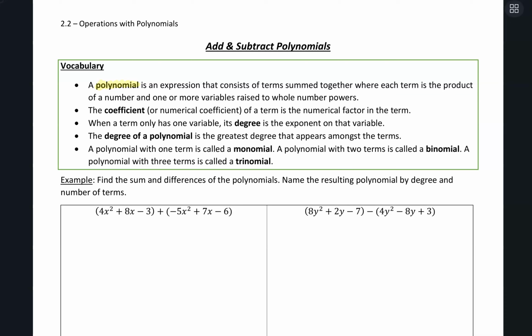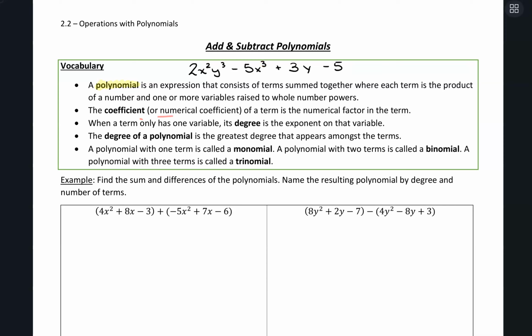So for example, 2x squared y cubed minus 5x cubed plus 3y minus 5. That right there is a polynomial. Terms are separated by addition, subtraction. So this here has 4 terms. We have multiple variables, but the idea is that we have a product of a number and then our variable and then whole number exponents.